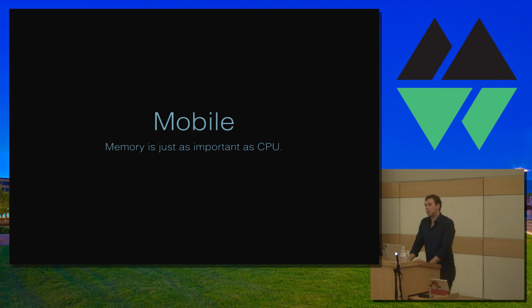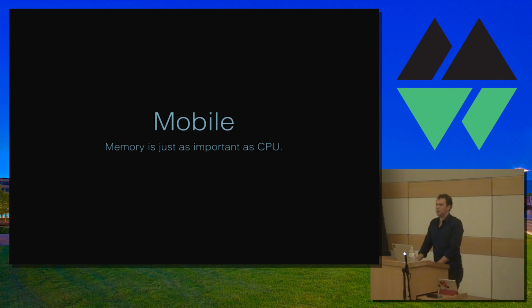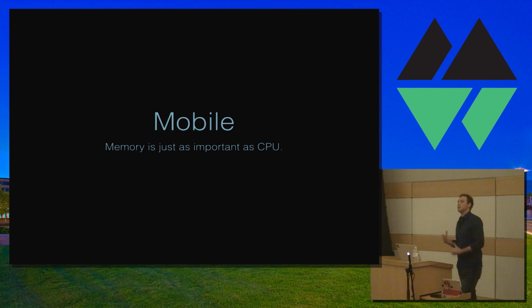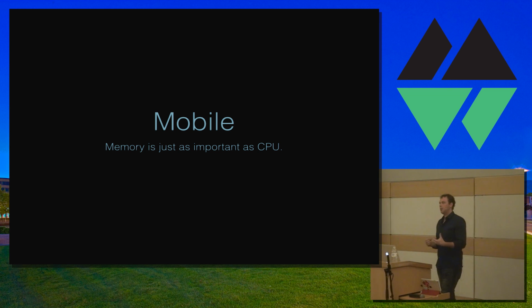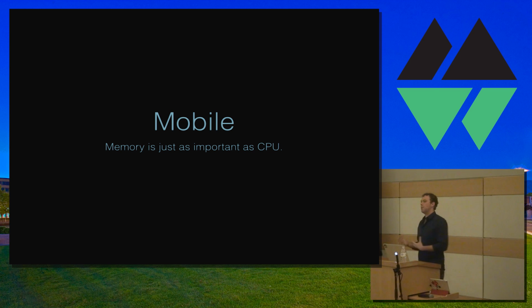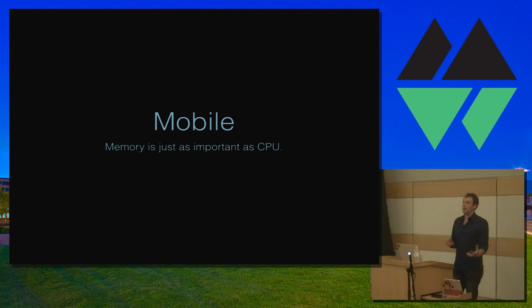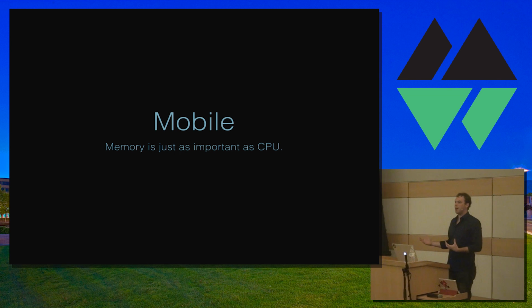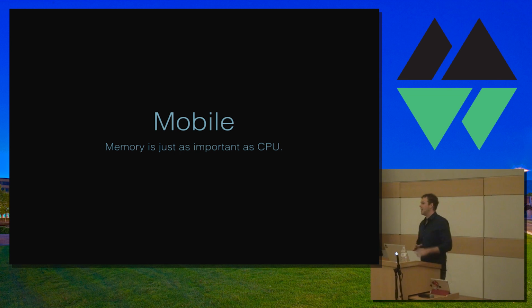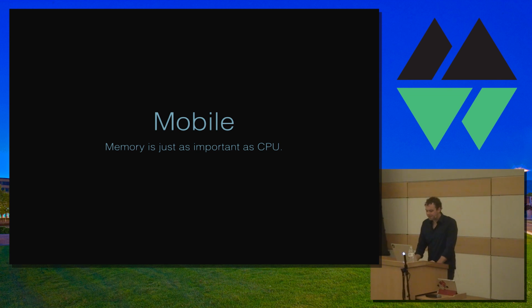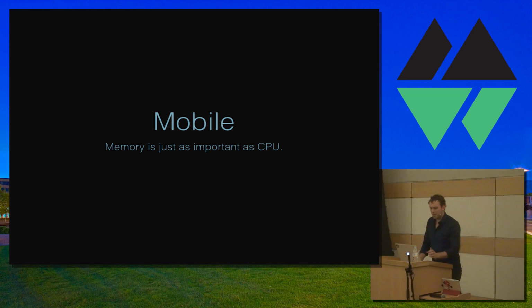And the one that most people overlook is memory, actually. So there's a lot of focus on benchmarks and CPU, but on mobile, if you burn a lot of CPU, you might burn through their battery a little bit, but your application still works. If you burn through too much memory, iOS is going to kill your browser process, and you're just not going to be able to use the application at all. So keep that in mind as we start thinking about performance.